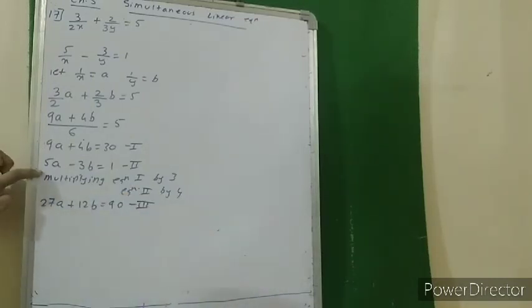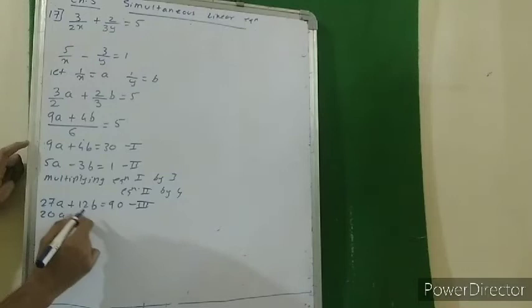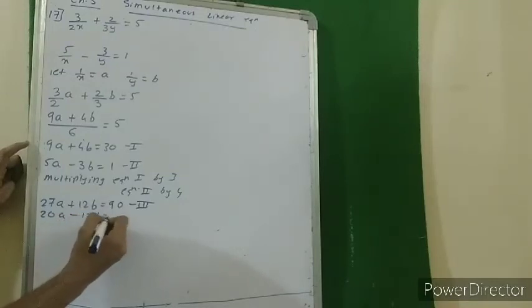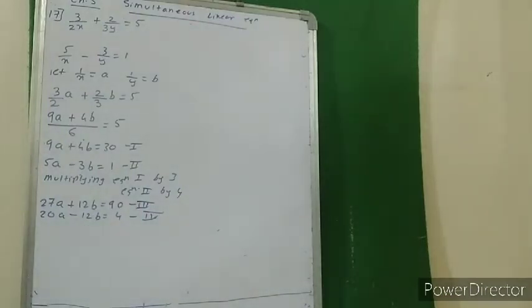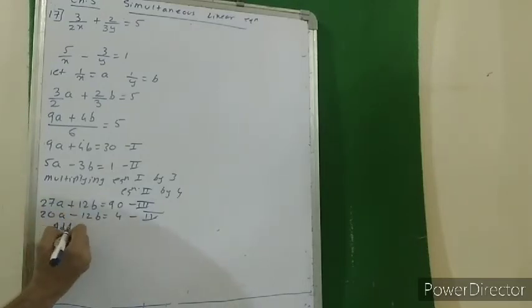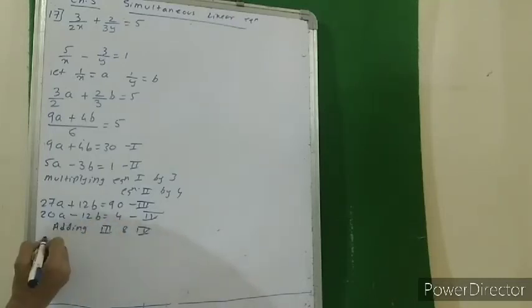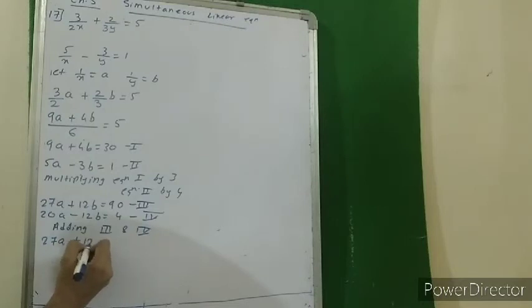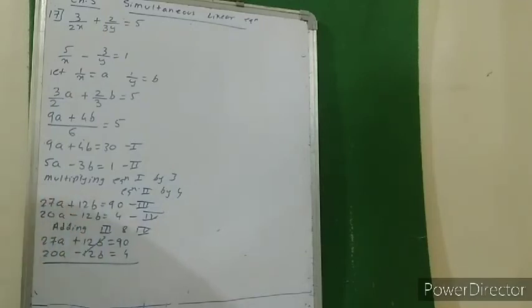And when I multiply equation number 2 by 4, 4 5s are 20a, 4 3s are 12, that is minus 12b, and 4 1s are 4, that is the new equation number 4. Okay, so I have equation number 3 and 4, and plus and minus sign, so I add 3 and 4. I have 27a plus 12b is equal to 90, and 20a minus 12b is equal to 4. So this gets cancelled.